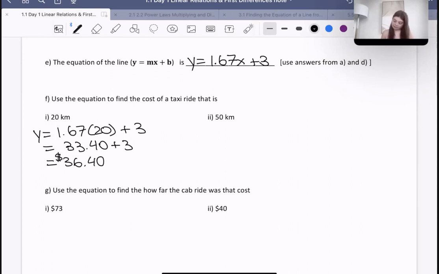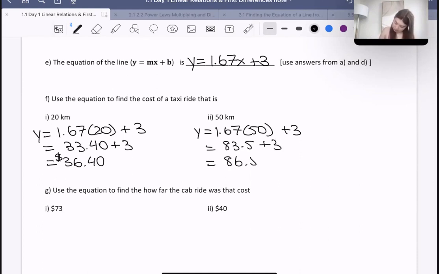Now, how about for 50 kilometers? Y is equal to 1.67 times 50 kilometers plus 3, which is equal to $83.50 plus 3, which is $86.50. So therefore, it would cost $86.50 to ride a taxi for 50 kilometers, which, I mean, that's a lot of money, but that's also a pretty far taxi ride. That taxi ride could easily end up taking at least half an hour, likely more. So also a pretty long taxi ride for sure.